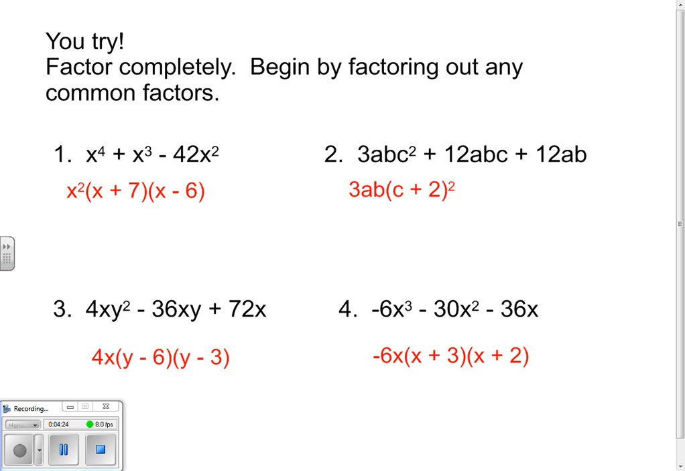I do want to point out here in this second you try it, you could have also written this as a 3ab and then just 2 copies of c plus 2. When those 2 factors match, you can write it as a quantity squared, but you don't have to. You do need to be able to recognize it, but you don't have to be able to write it.